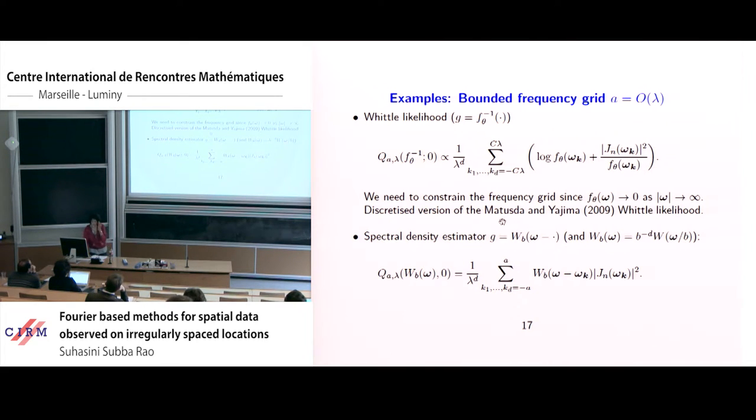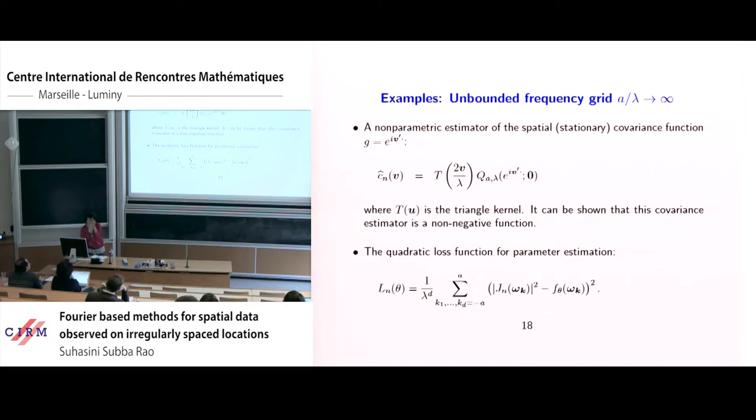The other thing I can think of, which comes under this class, is the spectral density estimator, where really you have your periodogram, and you take some sort of local average to estimate the spectral density. This also comes under the class where the frequency grid is bounded. When the frequency is not bounded, you get more interesting estimators.